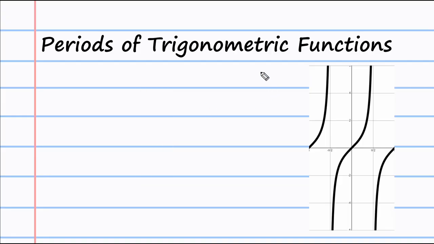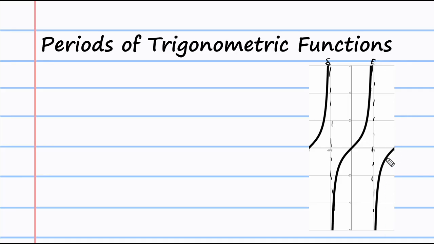This is the function tangent of x. If you look here, we can assume that the function starts at negative pi over 2 and ends at positive pi over 2, all right? So we can assume that this is our start and this is our end. And this is one cycle because at our end, we start a new cycle here.